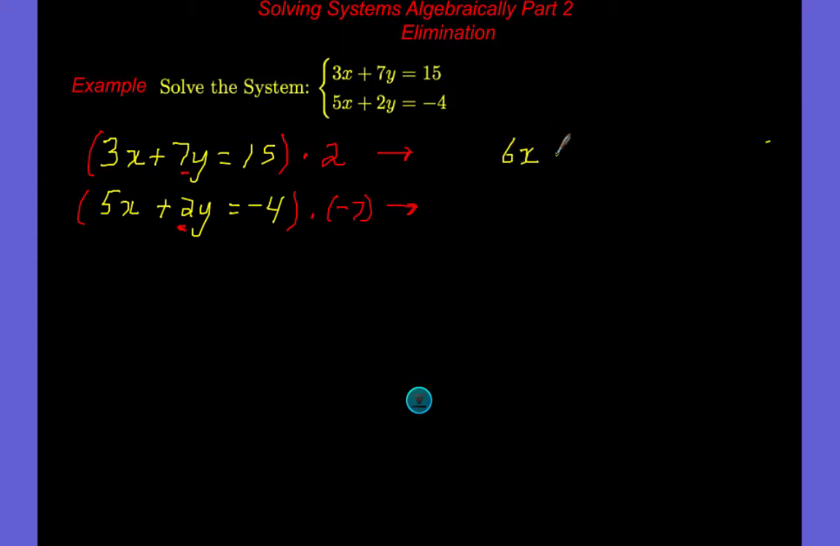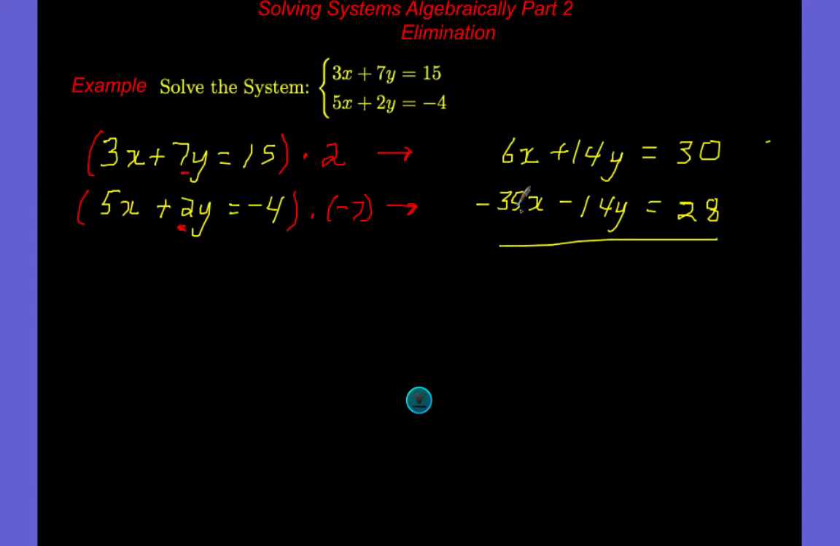So we get 6x plus 14y equals 30. And then when we multiply everything in the second equation by negative 7, we get negative 35x minus 14y, now we have added inverses, equals negative 28. Now we can add the two equations together, and we should be left with negative 29x's. 14y plus negative 14y is 0, so we've eliminated the y terms. There's that elimination method. And 30 plus negative 28 gives us 2.